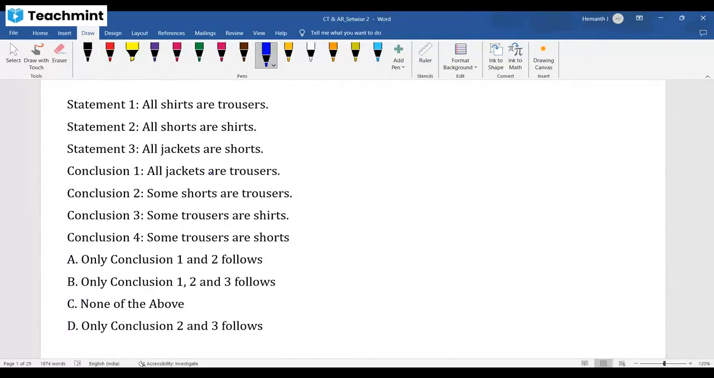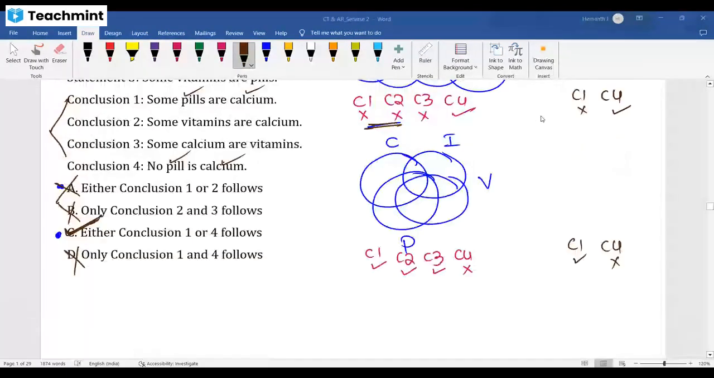Discuss more and more questions, solve more and more questions, we'll get more idea. So all shirts are trousers, shirts, shorts, please be clear with that. Shirts, shorts, that terminology, please be clear. You can draw n number of diagrams.